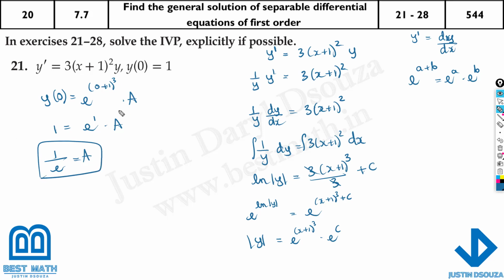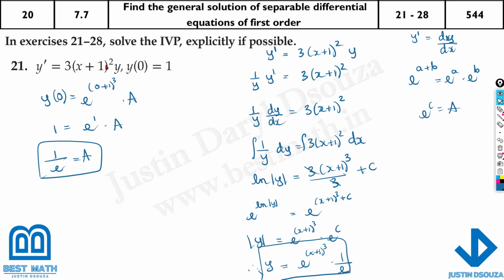So what we did over here is to find the value of this e to the power c or a, because here let's just write e to the power c, we have taken it as a, or you can write it as e to the power c, it's up to you. So the final answer would be y equals e to the power x plus 1 the whole cube multiplied by 1 by e. So that will be the final answer. So that is also included. So this entire thing, this power, is the final solution.